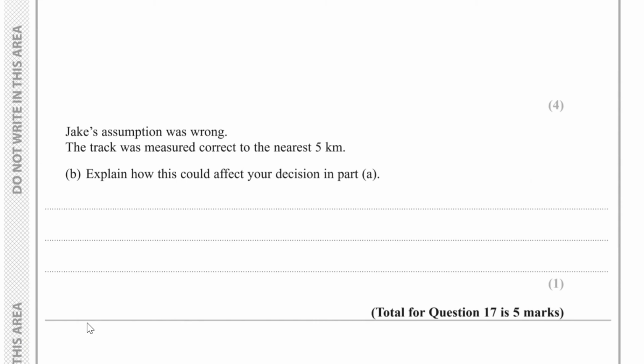Now for part B, Jake's assumption was wrong. The track was measured correct to the nearest 5 kilometers. We have to explain how this could affect your decision in part A.